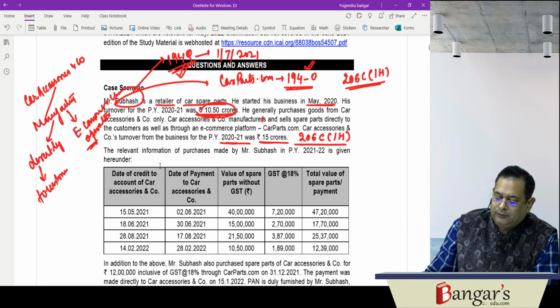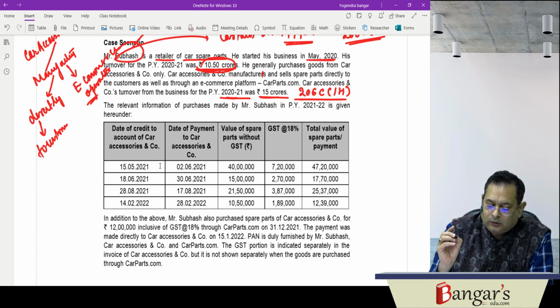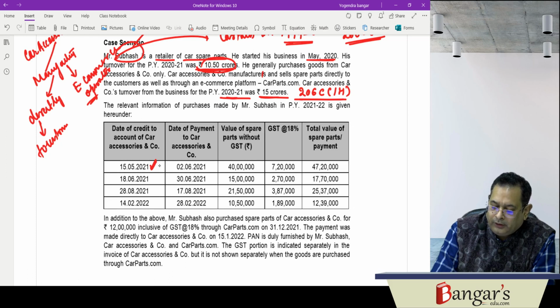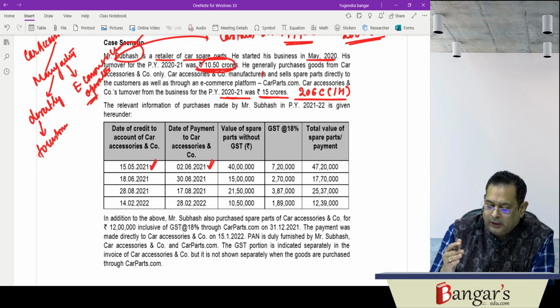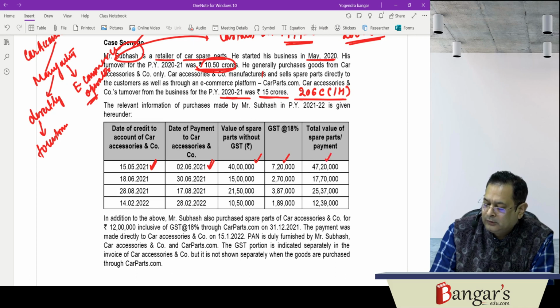Now, let us see what they are saying further. The relevant information of purchases made by Subhash in previous year 21-22 is given here. The date of credit to the account of Car Accessories and Company is 15/5/21. The date of payment to Car Accessories and Company is 2/6/21. Then the value of spare parts is 40 lakhs, the GST element is there, and the total value of spare parts is 47 lakh 20,000.